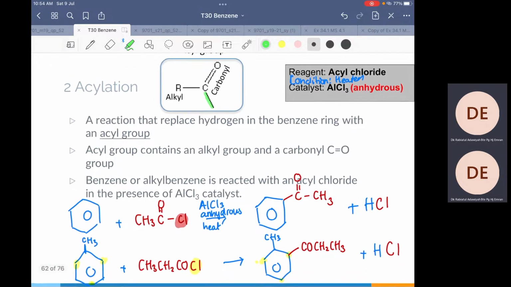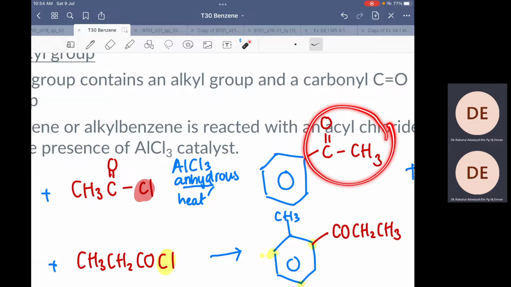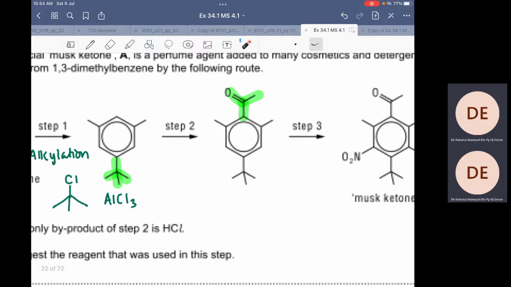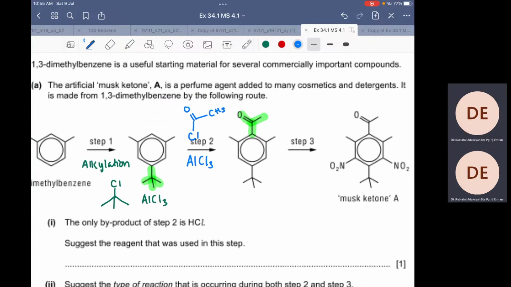So same thing, acylation. Whatever you want to attach must be attached to a chlorine, and then you need a halogen carrier. So if we look at this question just now, if you want to attach C double bond O CH3, that means you need to use C double bond O CH3 attached to a chlorine. It must be attached to a chlorine or a bromine, a halogen, the halogenoalkane or halogenoacyl version of it. Okay? So that's step one, step two.